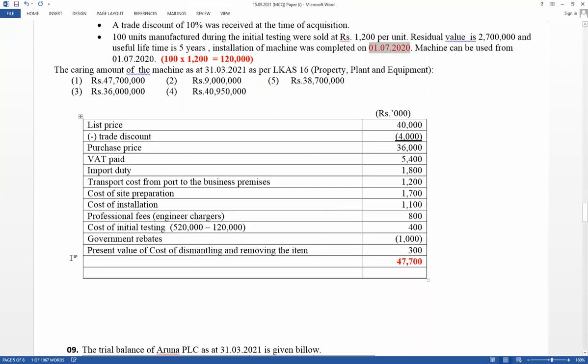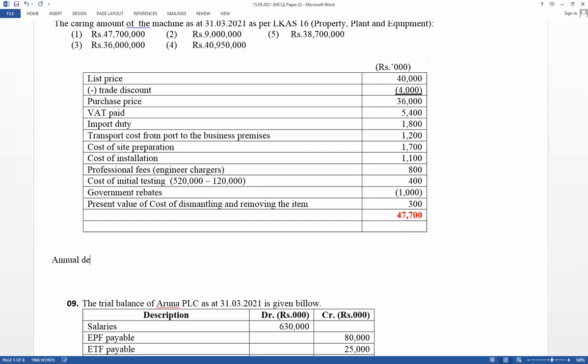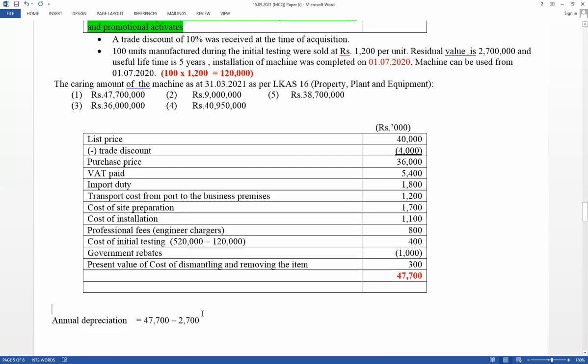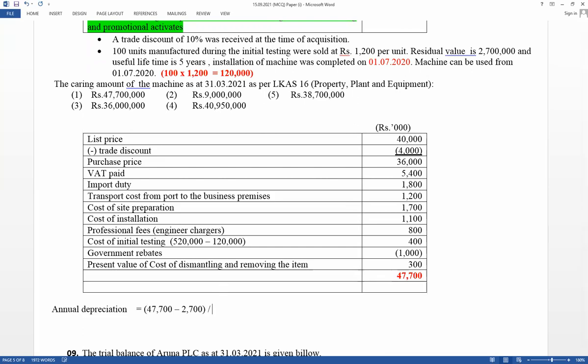Therefore, try to calculate the annual depreciation. Cost value equals 47,700 and the given residual value is 2,700. Cost minus residual value divided by lifetime, and the given useful lifetime is 5 years. That is the annual depreciation, but the asset is available for only 9 months. First, take the annual depreciation value. Annual depreciation equals 9,000, and based on that value you have to calculate for the 9-month period.